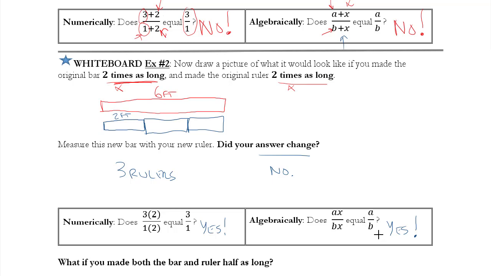The idea is that although the numerator and the denominator may change, they're changing by the same amount, by the same magnitude, multiplicatively. That's really the big idea. All right, let's keep going.